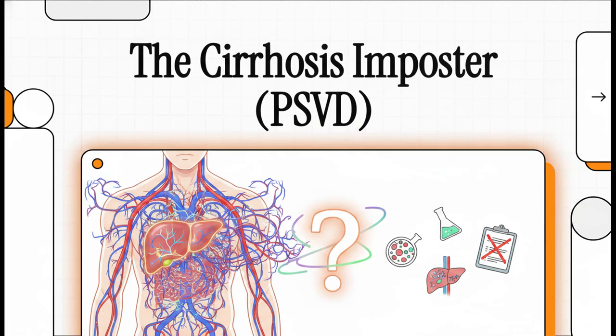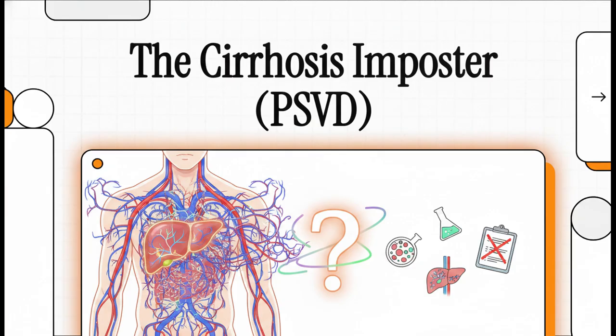Welcome to The Explainer. So today, we're actually cracking open a pretty fascinating medical mystery. Imagine a patient rushing into the ER with severe, absolutely life-threatening liver complications. We're talking things like variceal bleeding or massive abdominal swelling. Naturally, every clinical instinct screams that the culprit here is advanced cirrhosis, right?